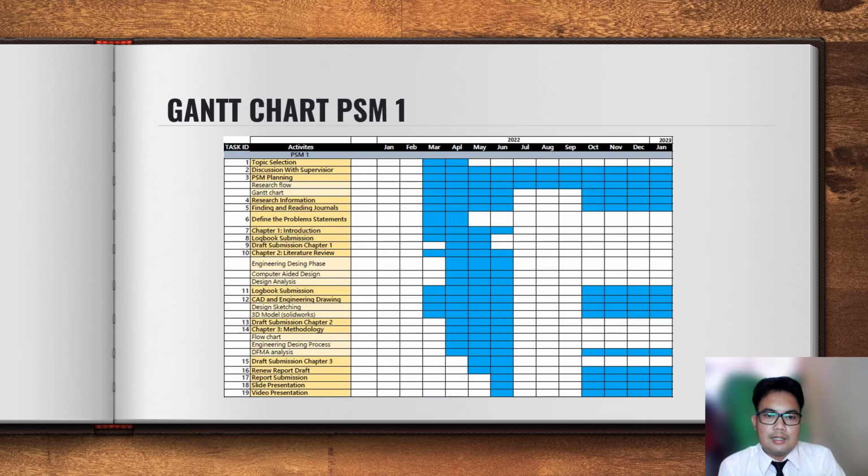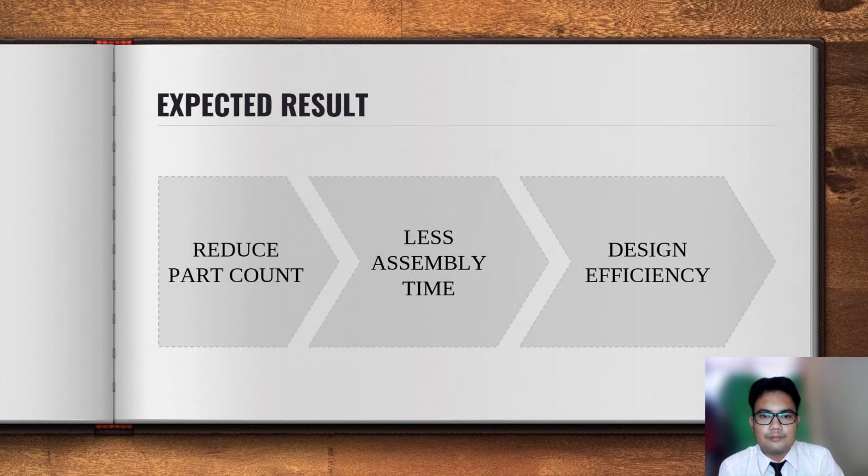So this is the Gantt chart for my PSM1, which will be held from March 2022 until January 2023. The expected result for this project in terms of DFMA research scope is that the part count will be reduced, the assembly time will be less, and the design efficiency will be improved. With all the tools and methods that I have shown you before, it is possible to achieve such a result.